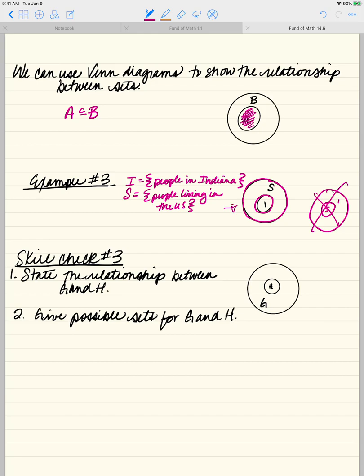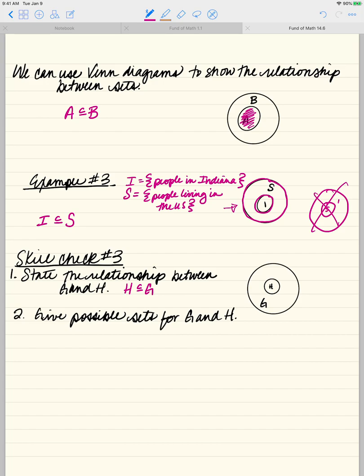How can I write that using symbols? I is a subset of S. Okay, skill check number 3, state the relationship between G and H. H in the Venn diagram is contained inside of G, so that tells us that H is a subset of G. Number 2 says give possible sets for G and H.